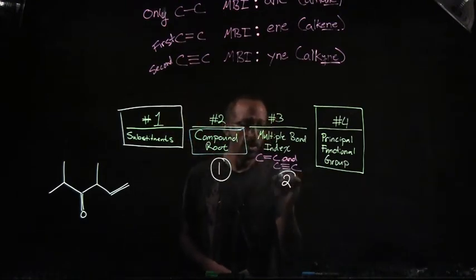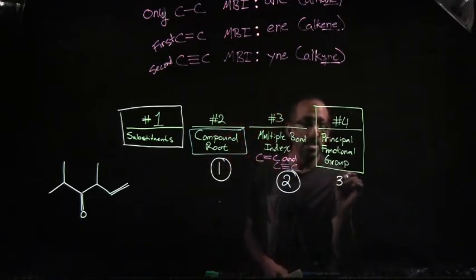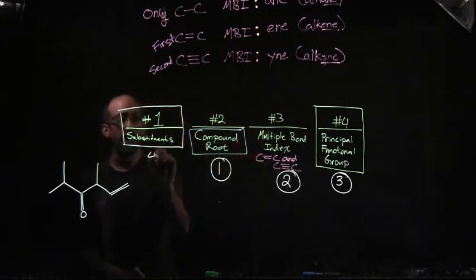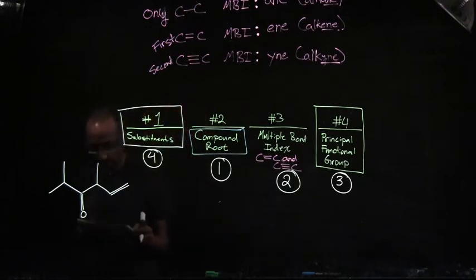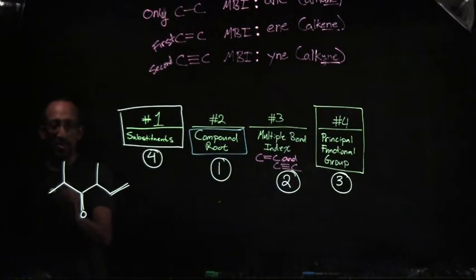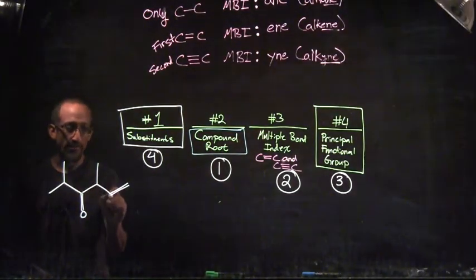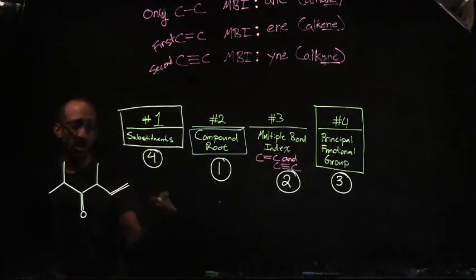Step 2, determine the multiple bond index. Step 3, determine the principal functional group. And finally, step 4, determine the substituents and numbering. So, here we see our longest continuous carbon chain. We can start here, 1, 2, 3, 4, 5, 6. So our longest continuous carbon chain is 6 carbons.